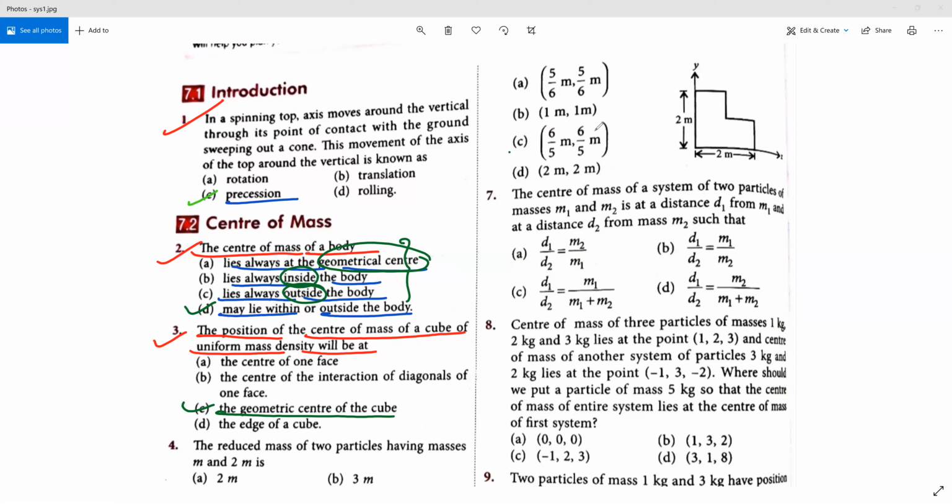So this is based on theoretical concepts. If you understand the theory concept, then it is easy to choose the right answer. For the third question, the right answer is C. The position vector of the center of mass of a cube of uniform mass density will be at the geometric center of the cube. I hope you got this one. So next we shall move to the fourth question.